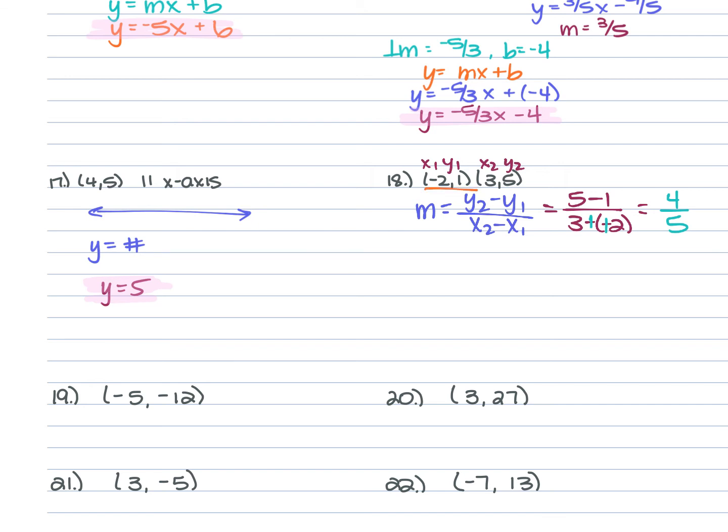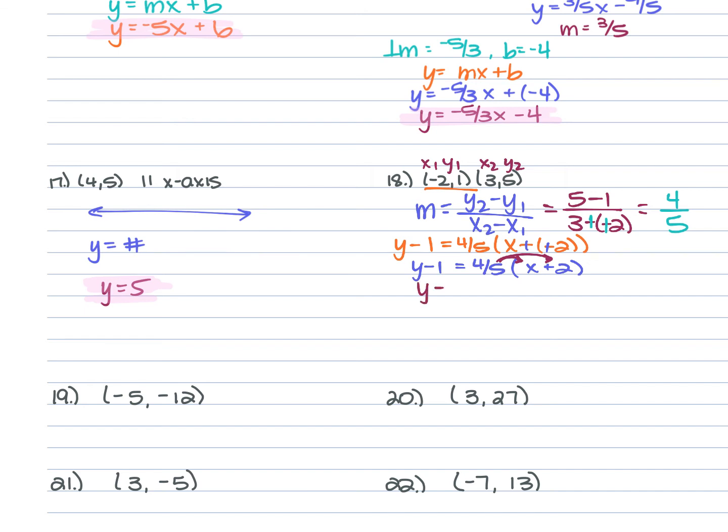Okay. So this is going to give us y - y1, which is 1, = our slope of 4/5 times (x - x1), so x minus negative 2. The two negatives turn into a positive, so you have y - 1 = 4/5 times (x + 2). What are you going to do from here? Subtract the 1. Oh, add the 1. How about we distribute the 4/5?